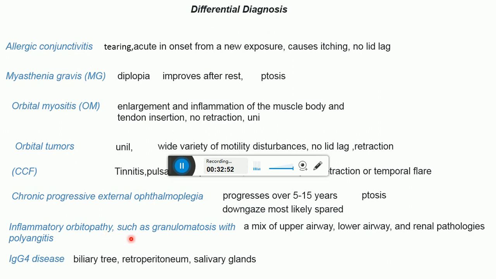Inflammatory orbitopathy such as granulomatosis with polyangiitis, a mix of upper airway, lower airway and renal pathologies. IgG4 disease, with biliary tree involvement, retroperitoneum involvement and salivary glands.